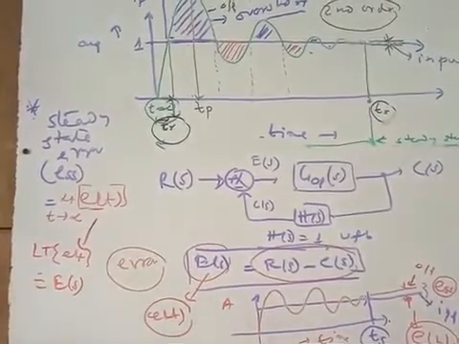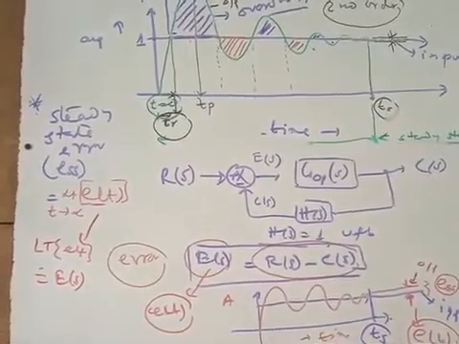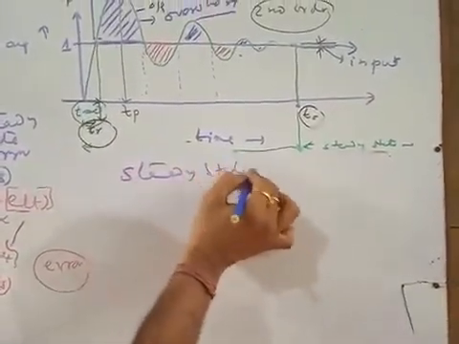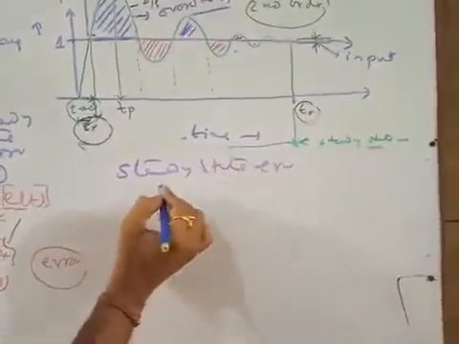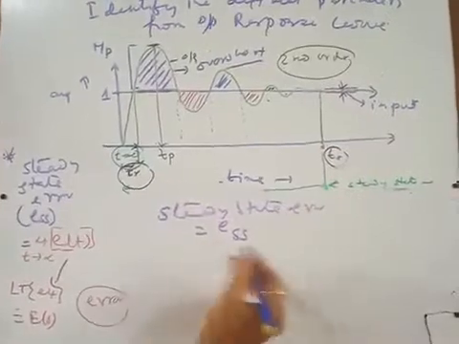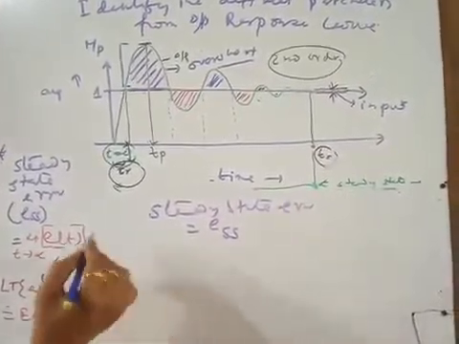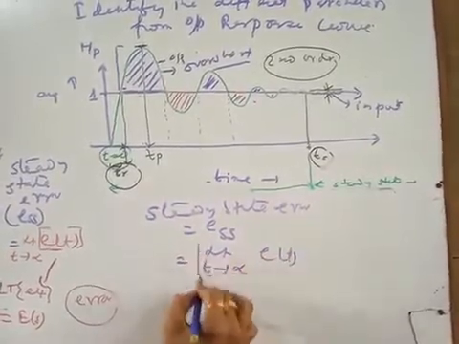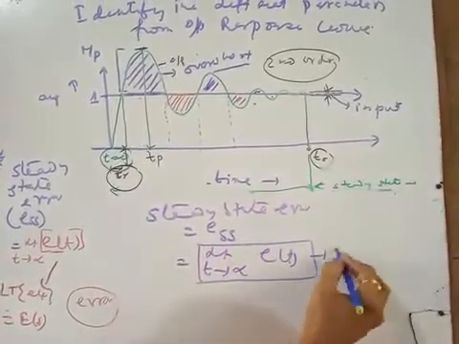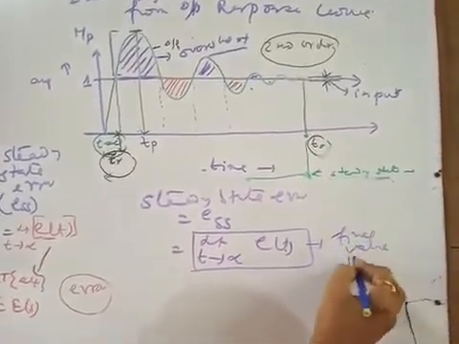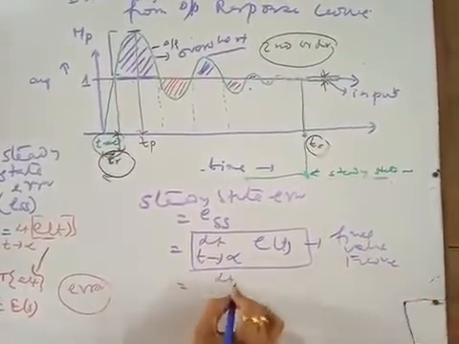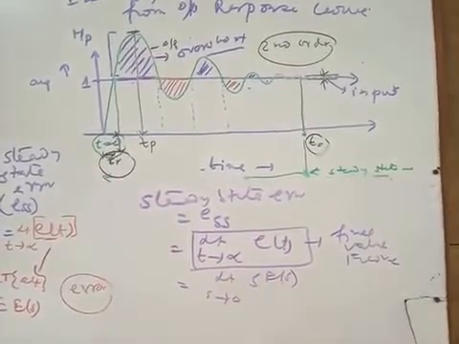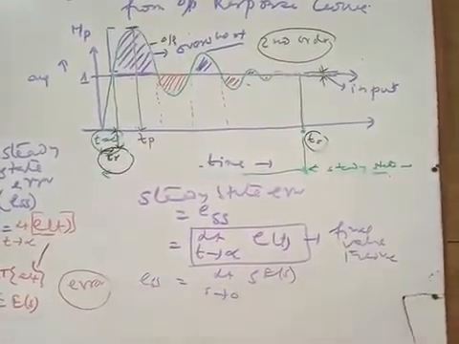And you know the final value theorem. What is the final value theorem of the Laplace transform? Steady state error, that is your ESS, in the theoretical case is limit t tends to infinity ET, right? If you apply the final value theorem to this expression, ESS is equal to limit s tends to 0, s into E of s, right? So by using this formula you can get the value of steady state error.